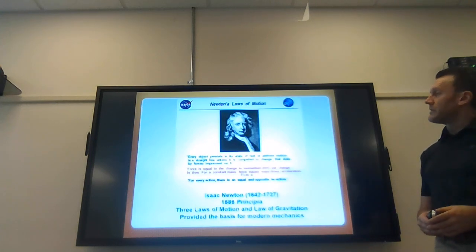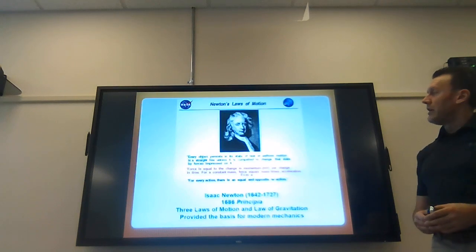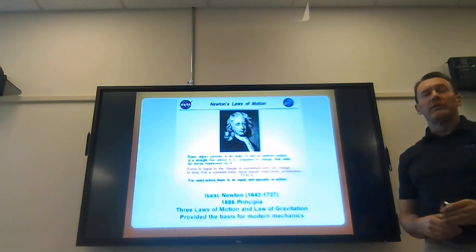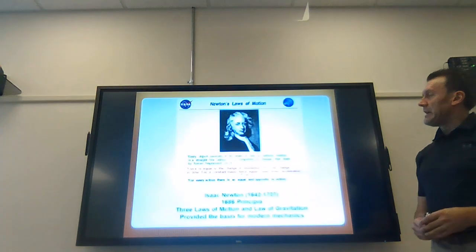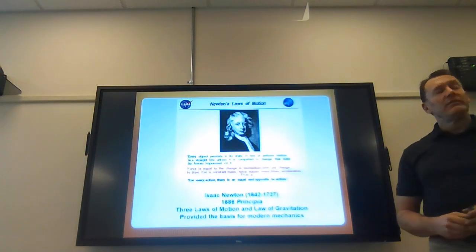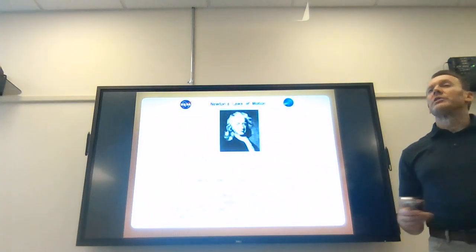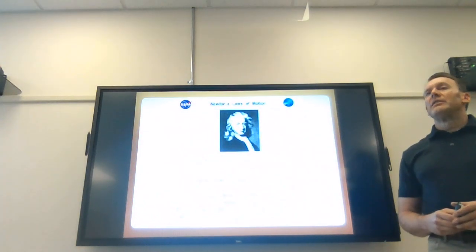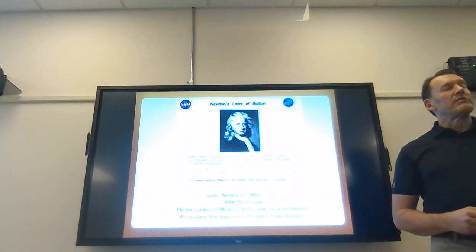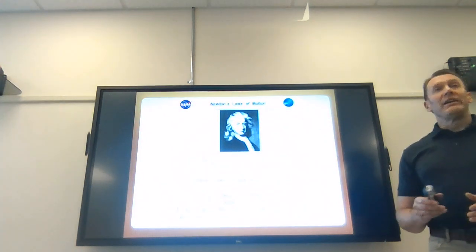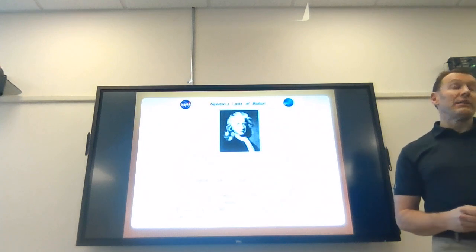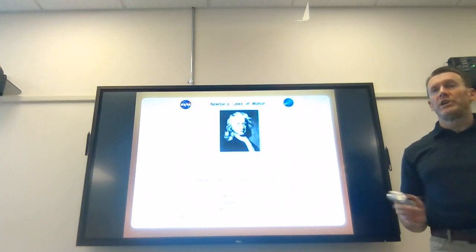Every object persists in its state of rest or uniform motion in a straight line, and you can replace the word uniform with constant, unless it is compelled to change that state by forces impressed upon it. So in order for an object or body to change its state, there has to be an unbalanced force. The net force has to be not equal to 0. If it is equal to 0, then there's no change.